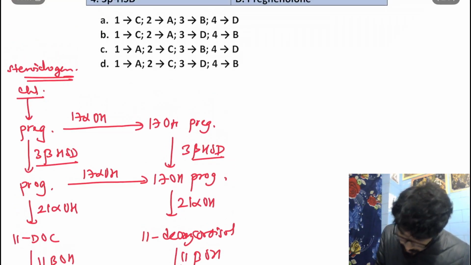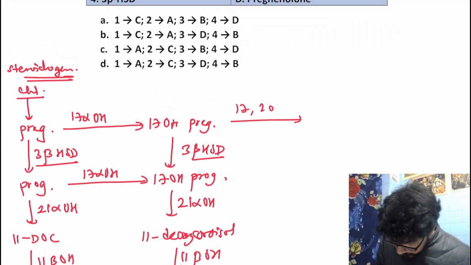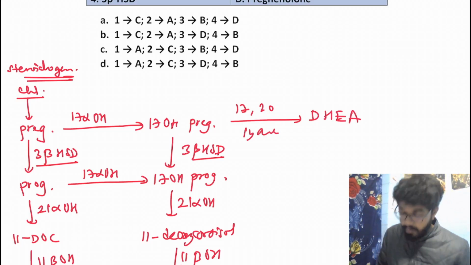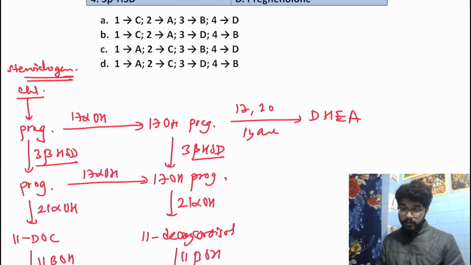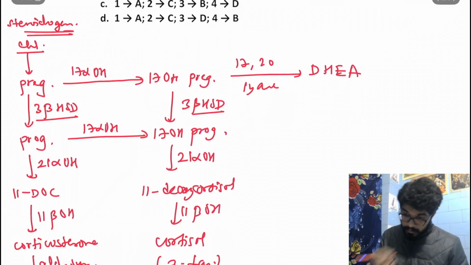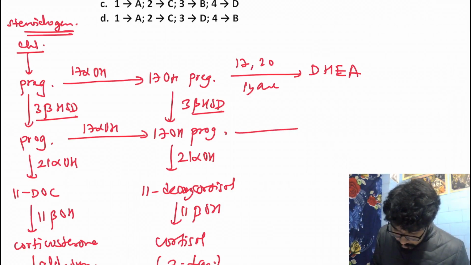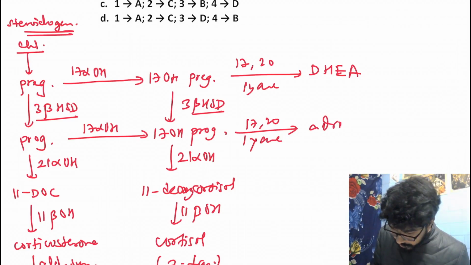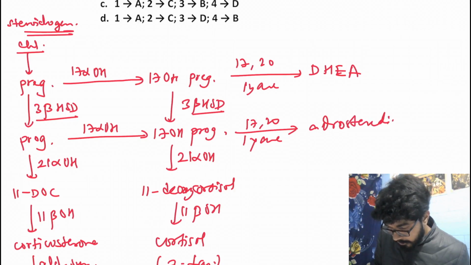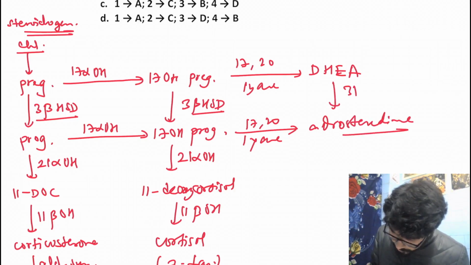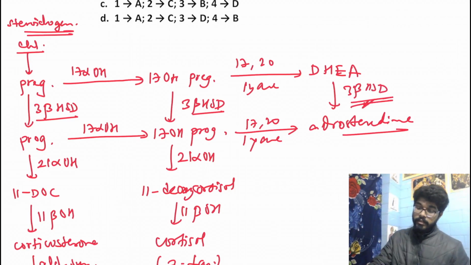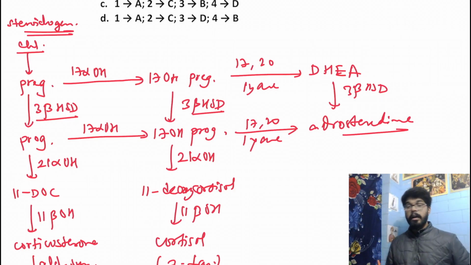And now next, with the help of the enzyme 17,20 lyase, this will be converted into DHEA, dehydroepiandrosterone. And similarly progesterone, 17-hydroxyprogesterone with the help of the same enzyme 17,20 lyase forms androstenedione. And again with the help of 3-beta-hydroxysteroid dehydrogenase, this DHEA can be converted into androstenedione.